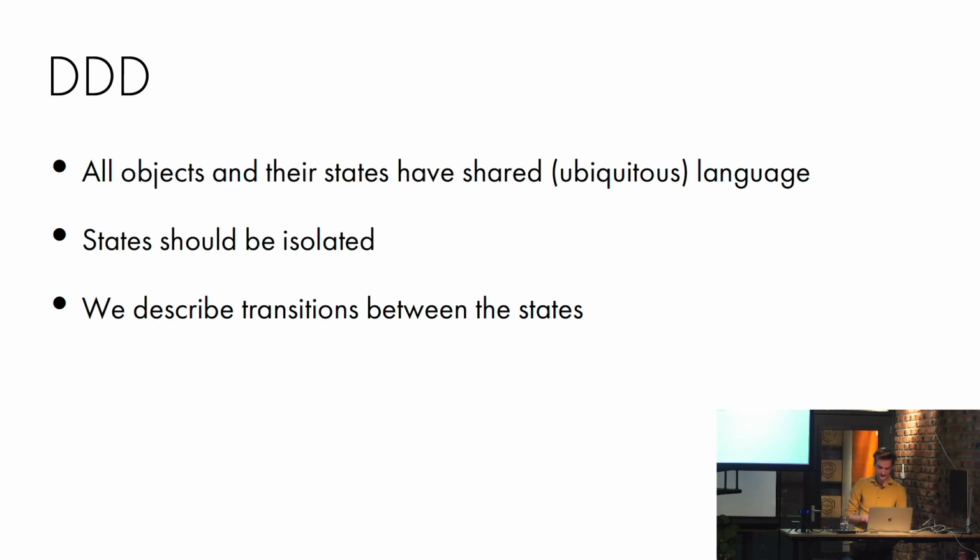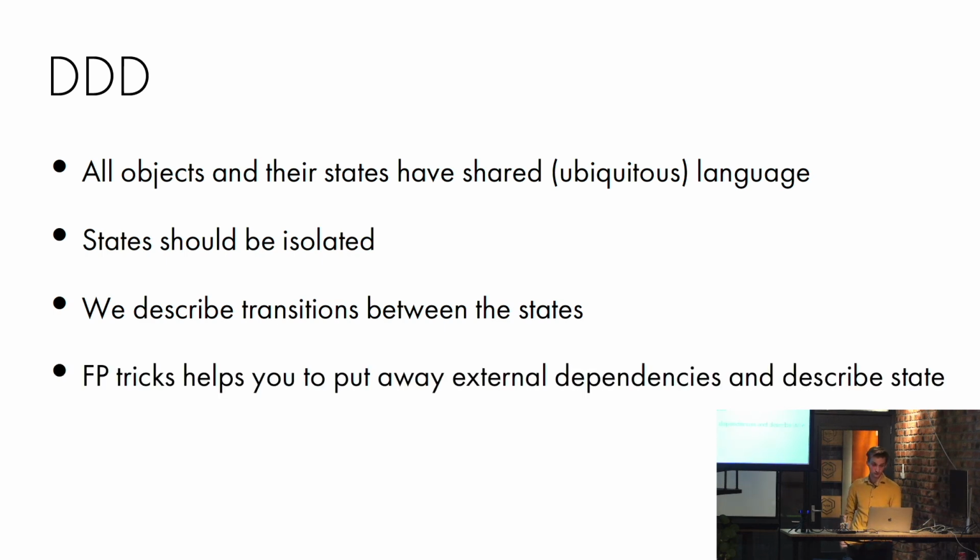States should be isolated, pretty obviously. And we describe transitions between states. And when described this way, it sounds pretty much like how I describe functional programming. So your business logic in DDD could and should be made functional, because usually it makes it so much easier to maintain, trust me. And usually functional programming tricks help you to put away all the external dependencies and describe state and work just with state.